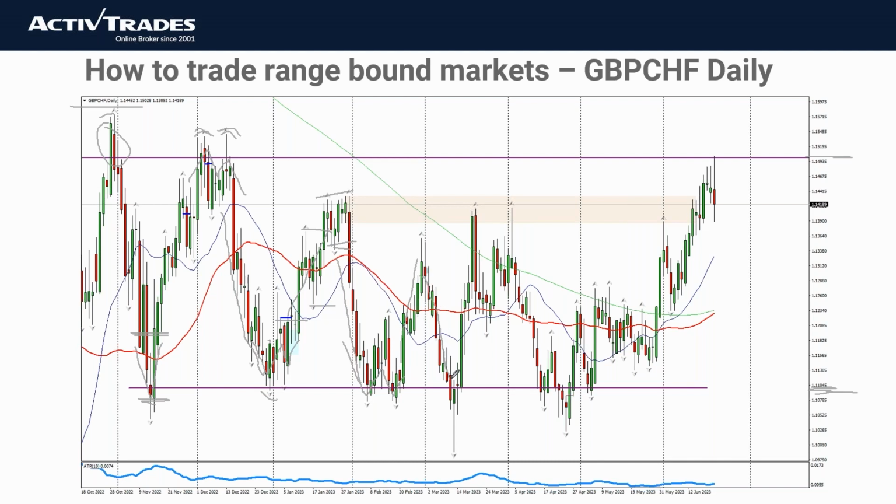We came back down to that level. What did we print here? We printed a pin bar before price rallied its way up here. Here we were in the middle of the range. Remember, I was saying I don't really particularly like trading in the middle of the ranges. That's not really for me.